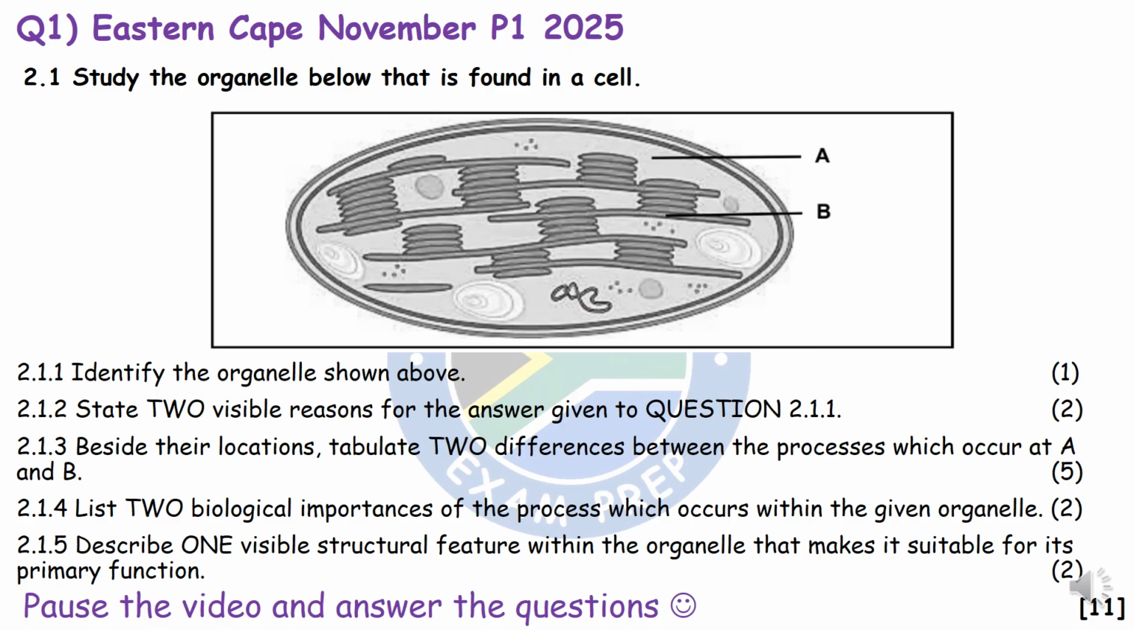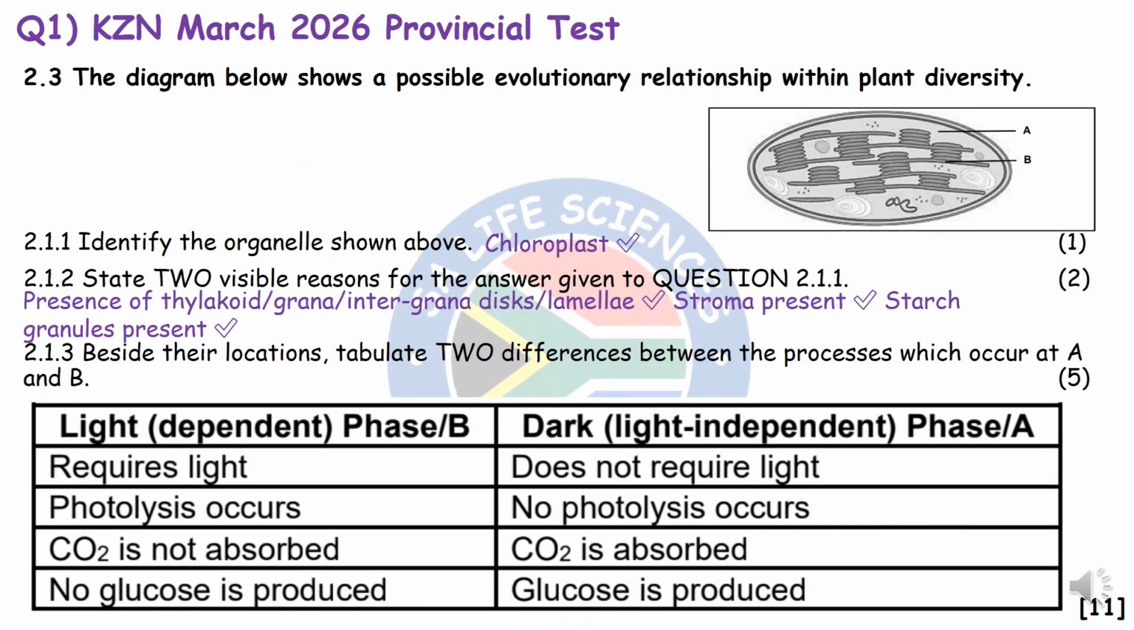Question 2.1 gives us a diagram that is found in a cell, and there are questions that we need to answer. I would like you to please pause the video and answer the questions. Right, so question 2.1.1 tells us that we need to identify the organelle above. The organelle is a chloroplast.